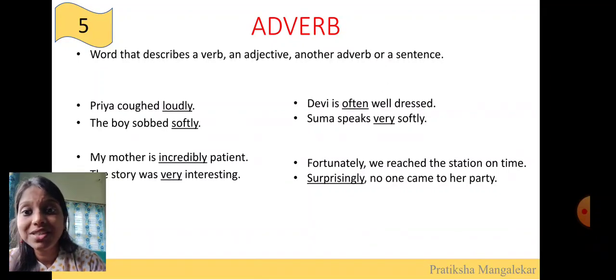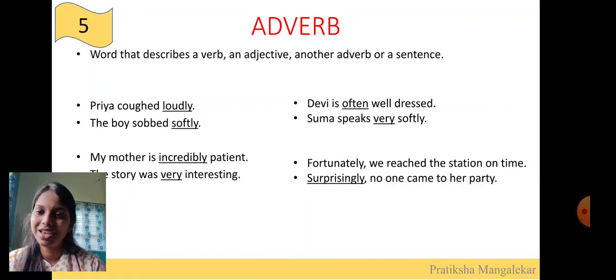Fortunately, we reached the station on time. Fortunately is the adverb which is describing the entire sentence, we reached the station on time. Surprisingly, no one came to her party. Surprisingly is the adverb.